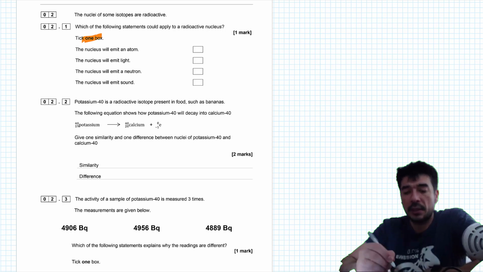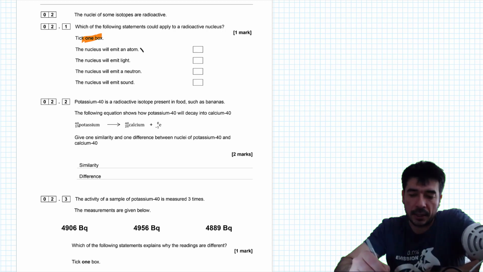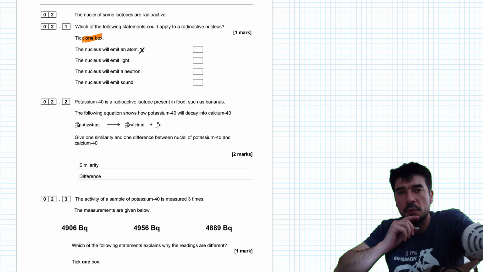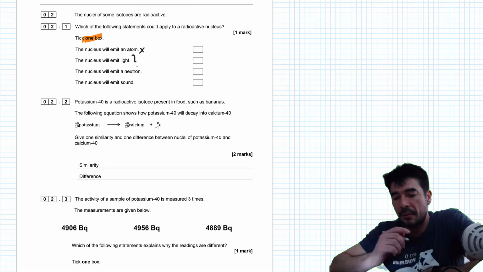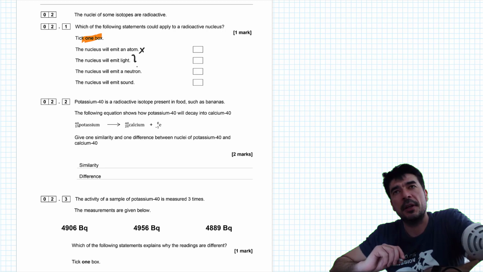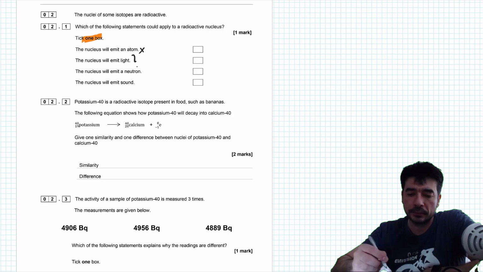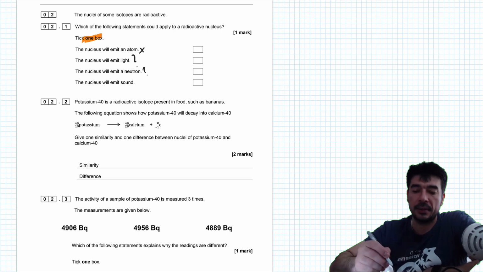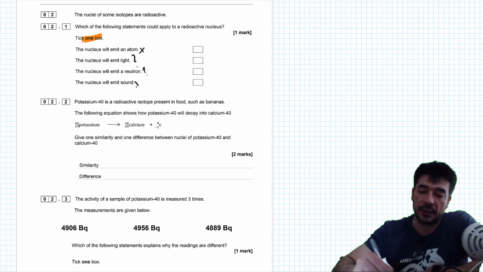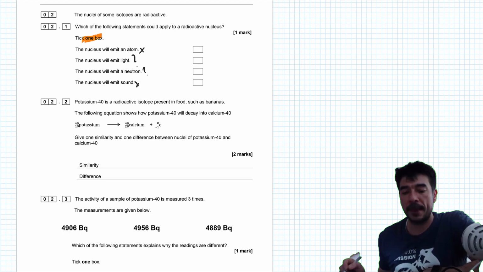So, the nucleus will emit an atom. No, we're not going to emit an entire atom. The nucleus will emit light. I'm going to put a question mark next to that because gamma radiation moves at the speed of light. It is electromagnetic radiation, so they could mean gamma radiation. The nucleus will emit a neutron. Okay, so there is one example I know where that does happen. And then the nucleus will emit sound. No, that's definitely not right. Okay, so we've got 2 to pick from.